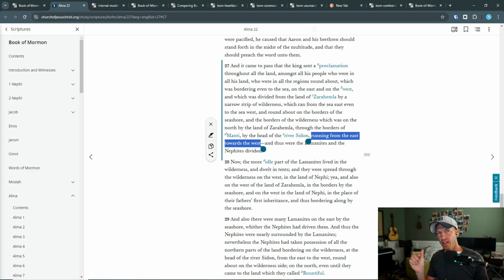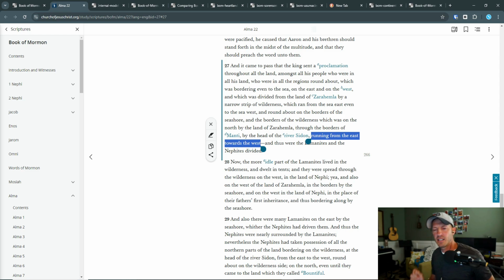So I think that the initial border between the Lamanites and the Nephites was the narrow strip of wilderness and the river Sidon. The river Sidon ran through that narrow strip of wilderness from the east to the west, right? Because up here we have the narrow strip of wilderness runs from the east sea even to the west sea, but here it's saying the river Sidon is running from the east toward the west. So both of them go from the east to the west, and that is the border between the Nephites and the Lamanites. This is a super important point.